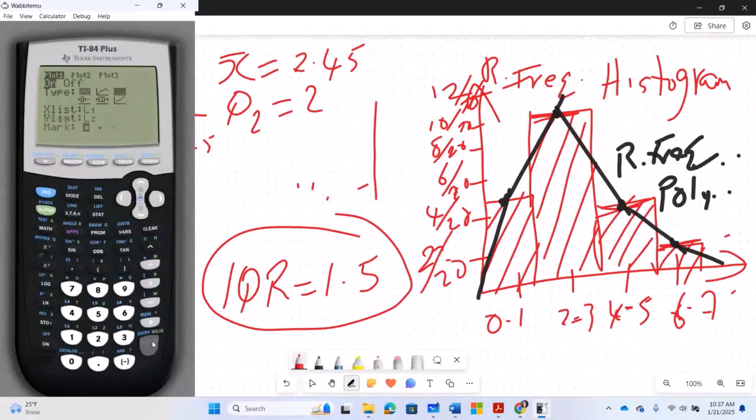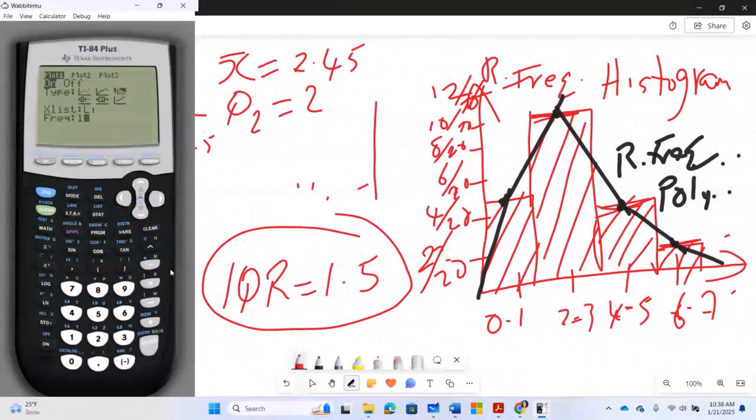So I'll select histogram. And then it's going to ask me in which list is the data. My list is in L1. I don't have a frequency list, so I just do alpha 1 there. Alpha 1, no frequency list. I want to make sure that I draw the statistical plot when the frequency is 1 because it's raw data.